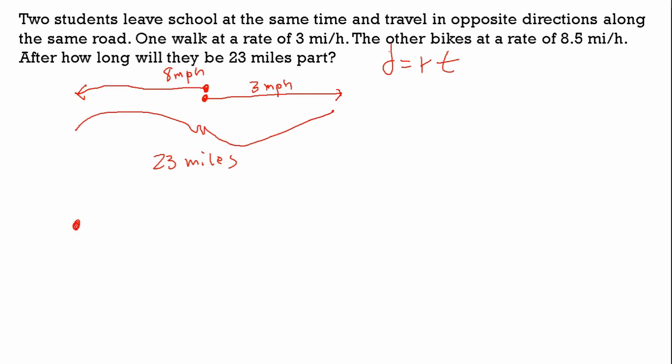Imagine if you had one person traveling 23 miles, albeit at a combined rate of, and this should be 8.5, not 8, albeit traveling at a combined rate of 8.5 plus 3 miles per hour. 8.5, 9.5, 10.5, 11.5 miles per hour.